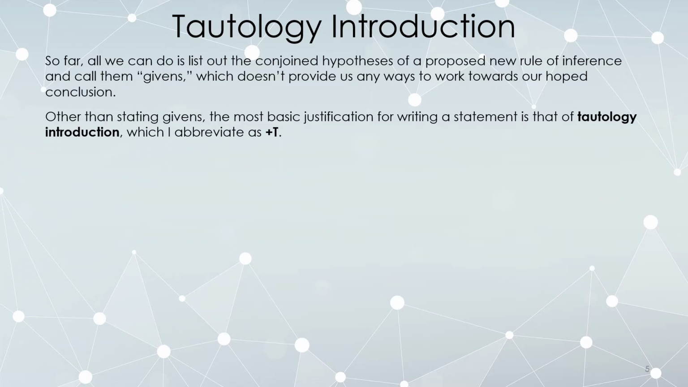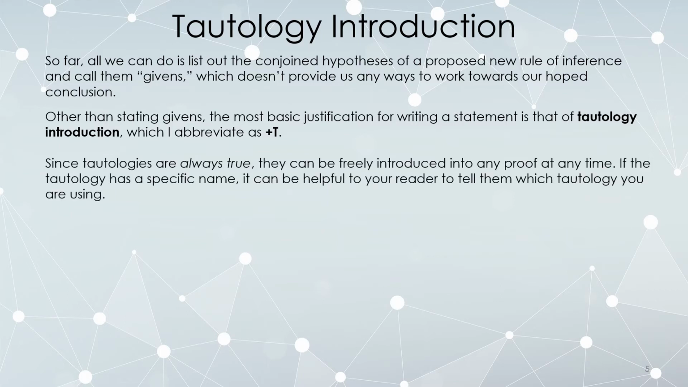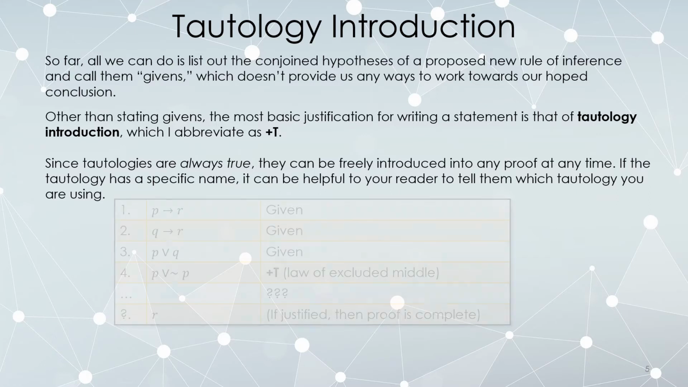The justification can be abbreviated as plus T. You are adding a tautology. Tautologies are always true. That's what makes it a tautology, which means you can always invoke it as part of a proof because you know it's true no matter what. It doesn't depend on what particular points you've already raised in your proof or what other justifications you've used. Since a tautology is always true, you can always introduce them. Some tautologies have names, such as law of the excluded middle or the law of contradiction, and it can be helpful to introduce them with that name so that your reader can follow along.